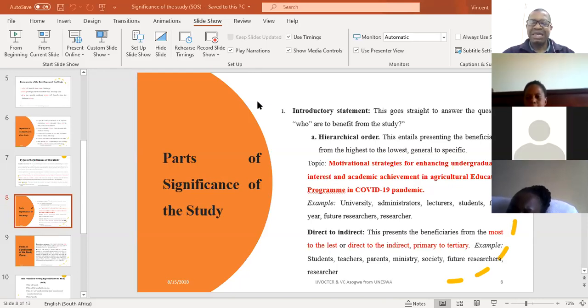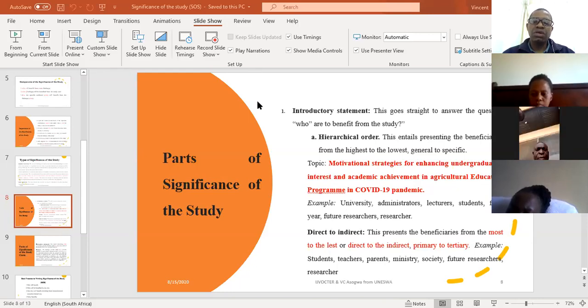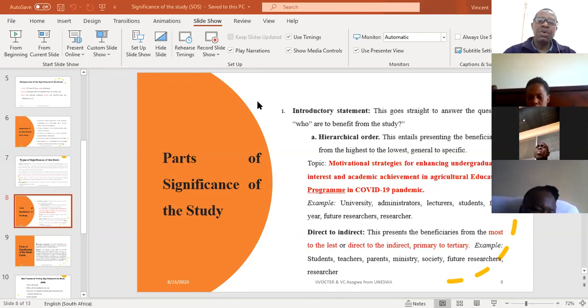Then future researchers. Any study you are carrying out, don't forget future researchers, because they are going to make use of your work one day in future. Then finally, this word researcher: you as a researcher, how have you benefited from what you are studying? It is very important you put it there.